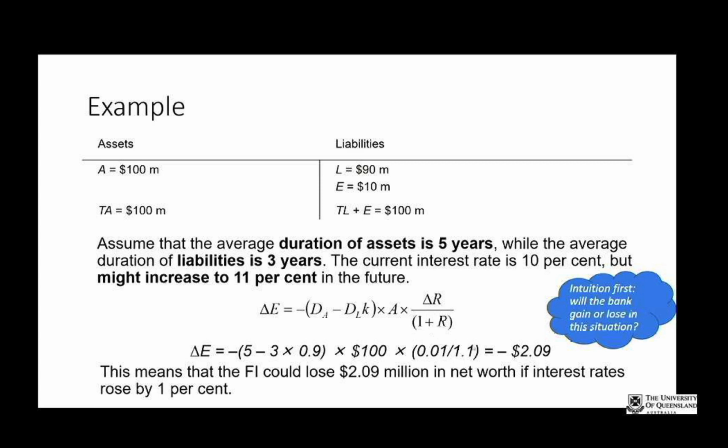And now we plonk all these numbers into the calculator. Don't forget the minus here. And we get minus 2.09 million. So equity will decrease by 2.09 million.